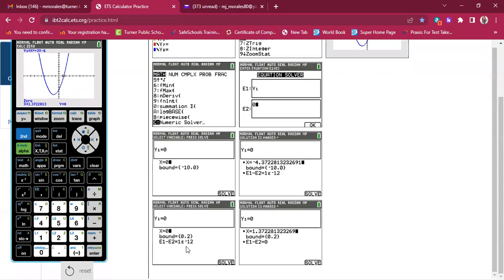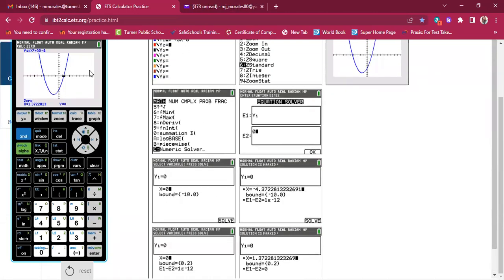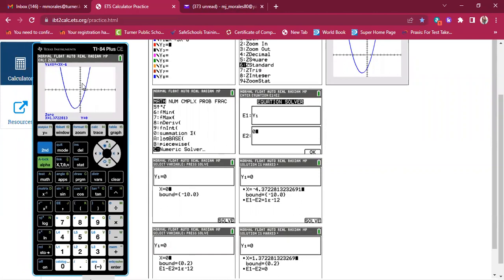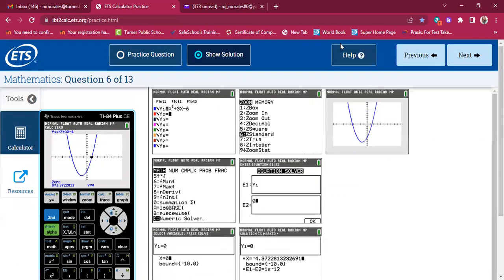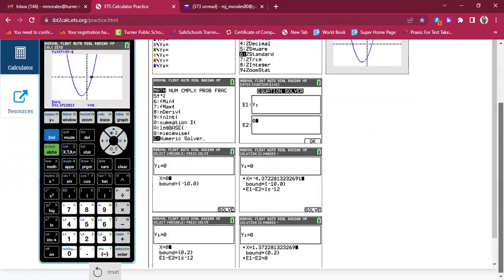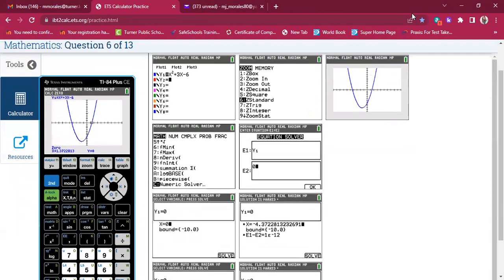So the zeros of x are the following: 1.37, this one, and the other one is negative 4.3. So that's it. Okay, I'm going to continue on the next video.